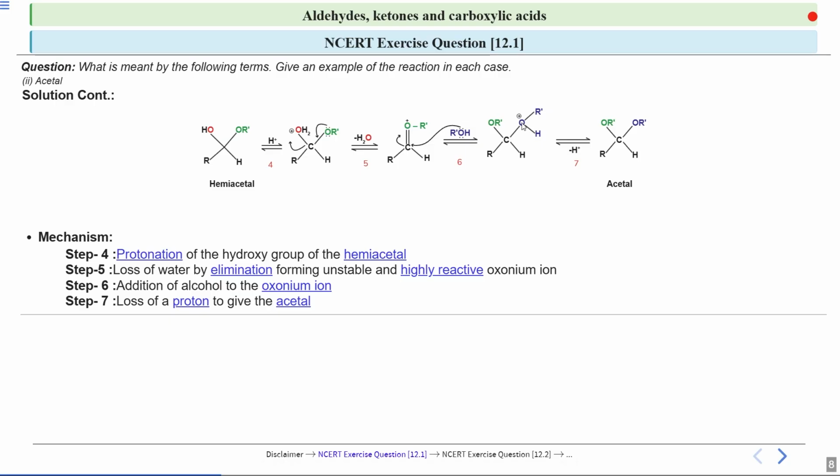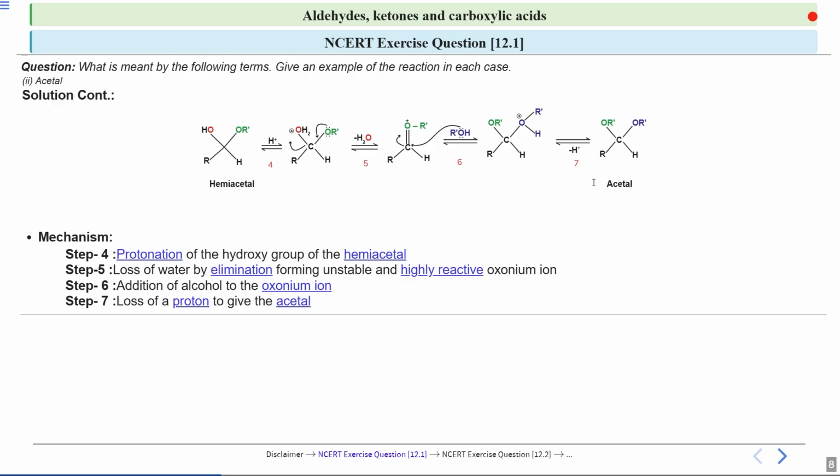Okay, so this oxygen is now positively charged, so it will lose a proton to finally give us a stable structure, which is the acetal structure. To this carbon, 2 alkoxy groups are attached. So this is how, from a carbonyl group, first when it reacts with one molecule of alcohol in presence of acid catalyst, we get hemiacetal, and when hemiacetal further reacts with another molecule of alcohol in presence of an acid catalyst, then we get an acetal.